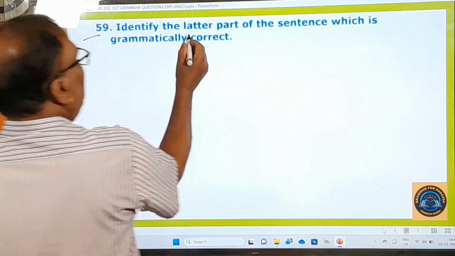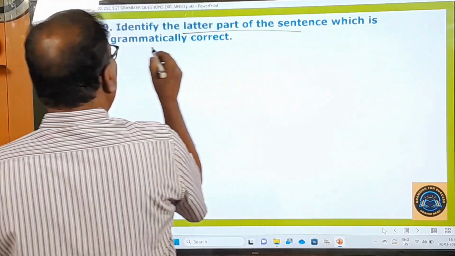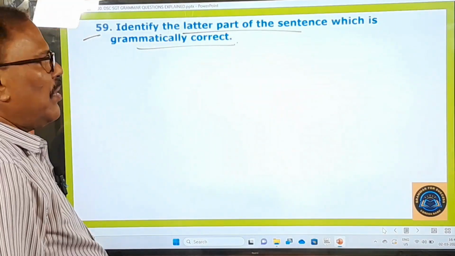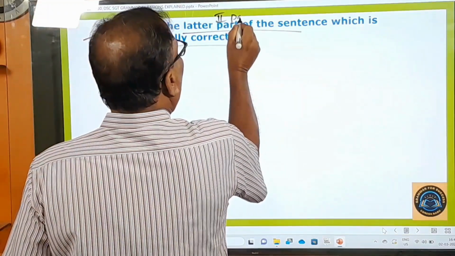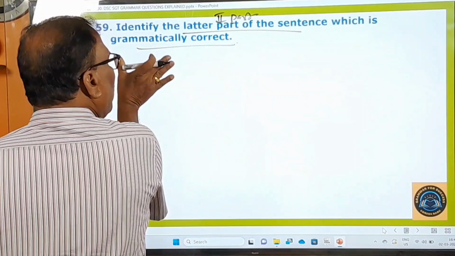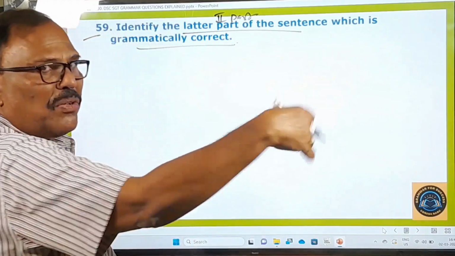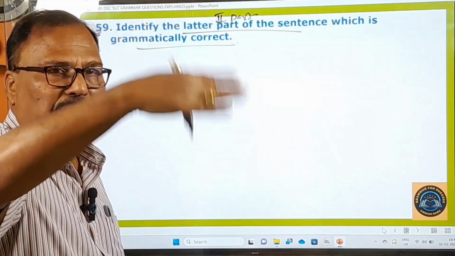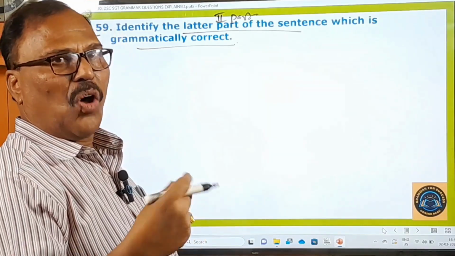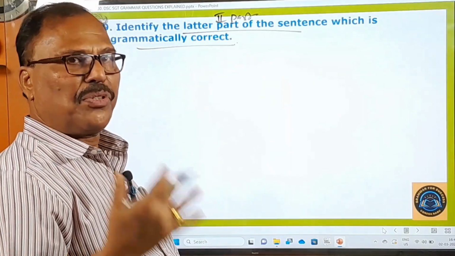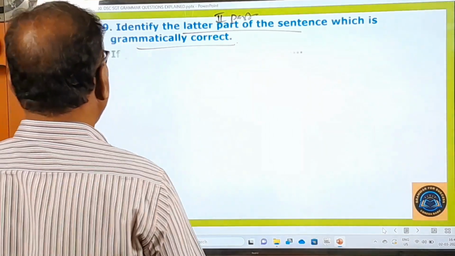Question 59. Identify the latter part of the sentence which is grammatically correct. Latter part means the second part of the sentence. That means the first part is given, and you have to choose the grammatically correct second part. And what is the first part of the sentence?